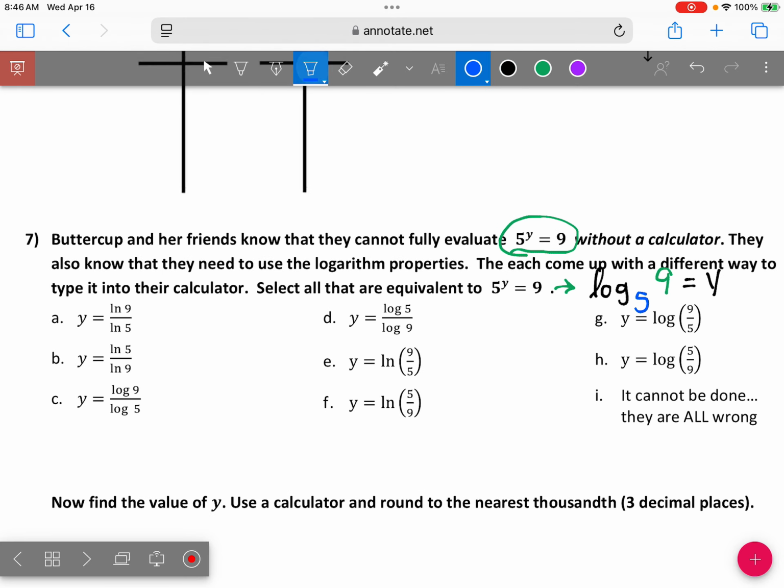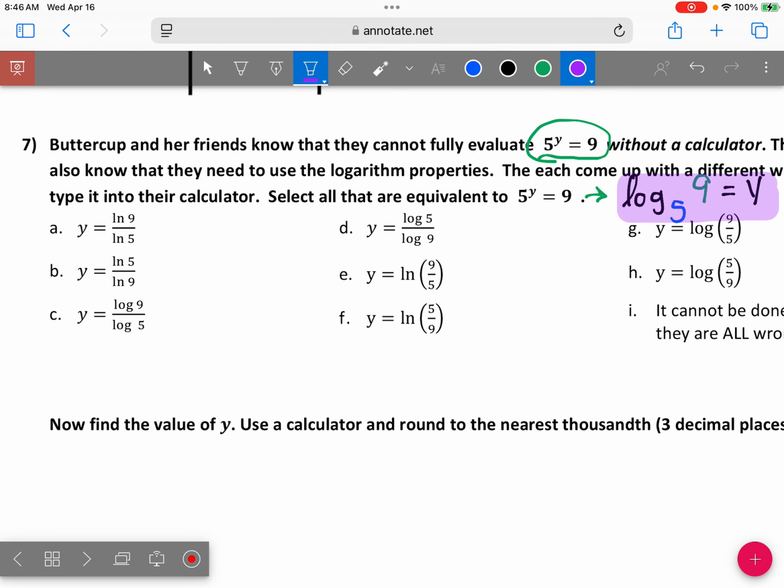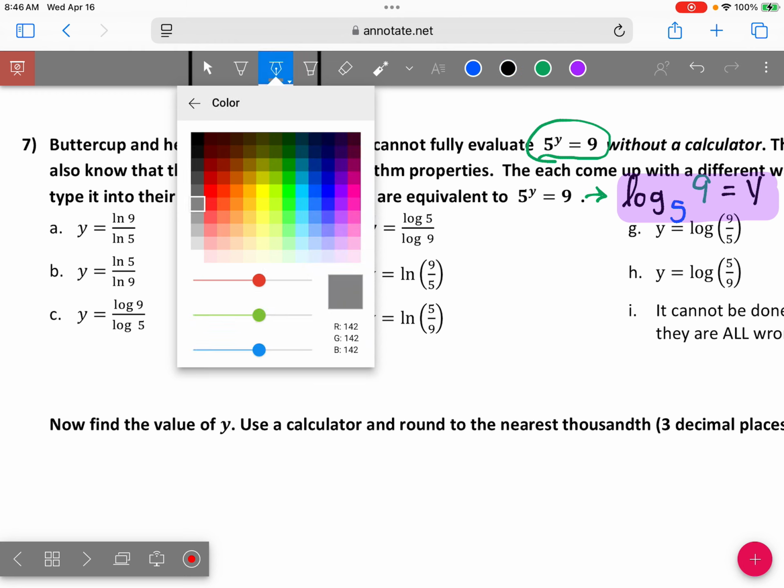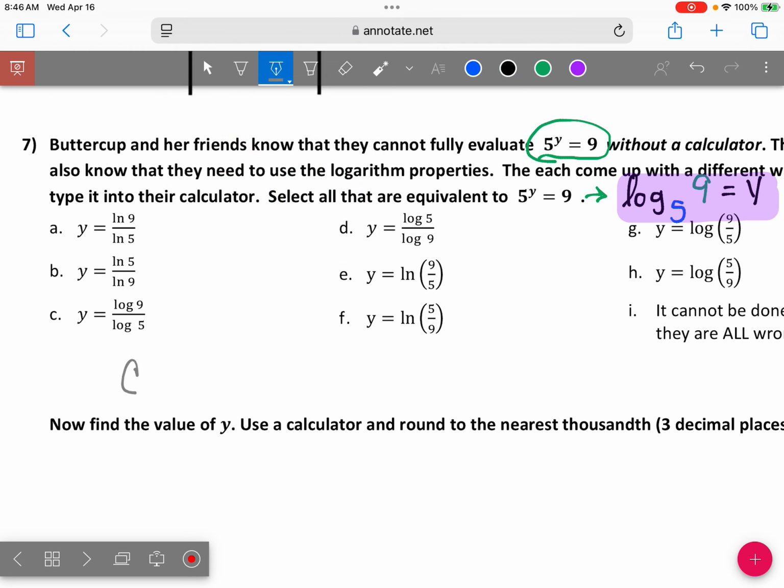So we've got a log form here, but none of those options below fit. These are all looking at it change of base style. So when we're looking at our change of base, I'm going to write that down here. C-O-B.